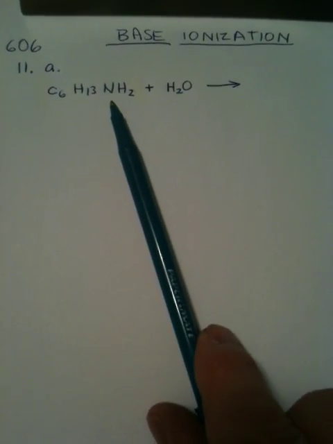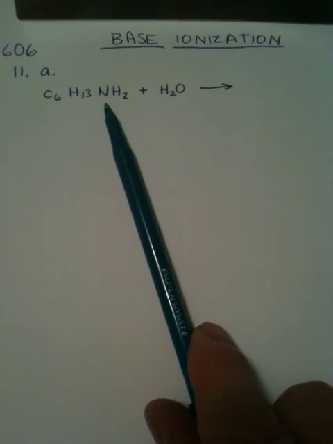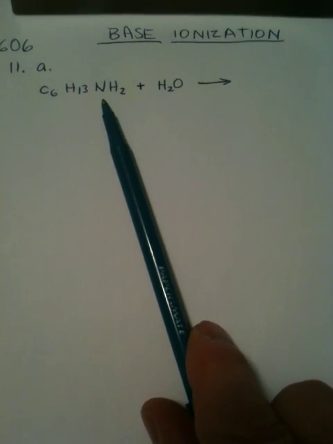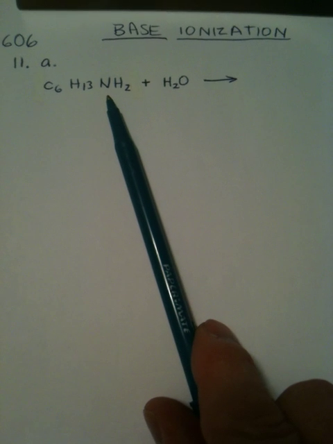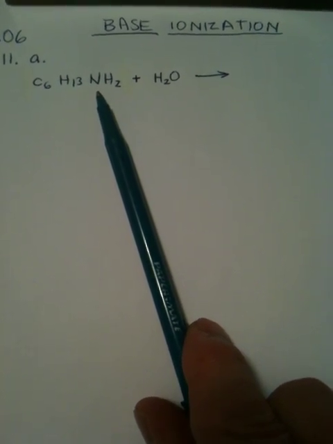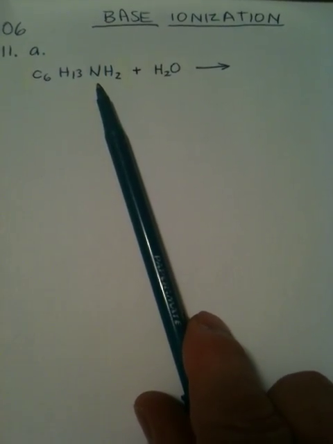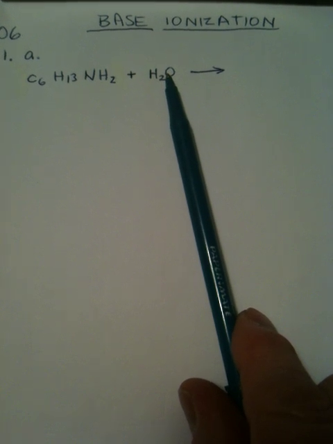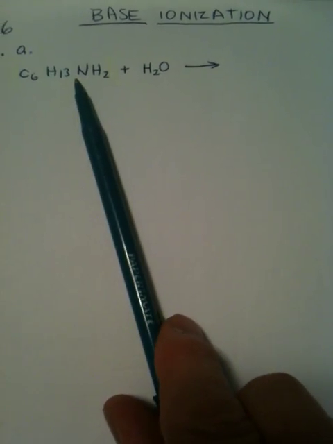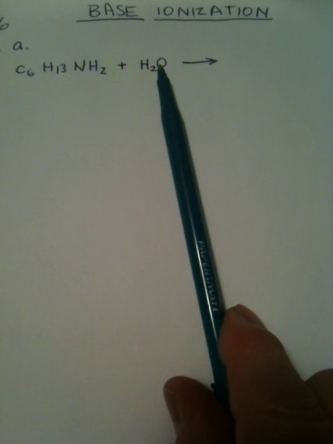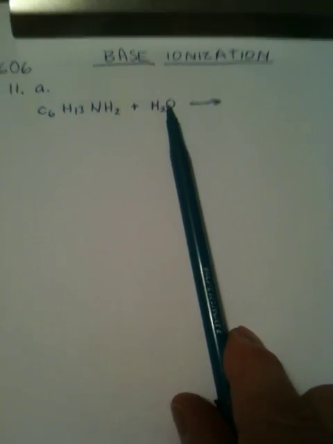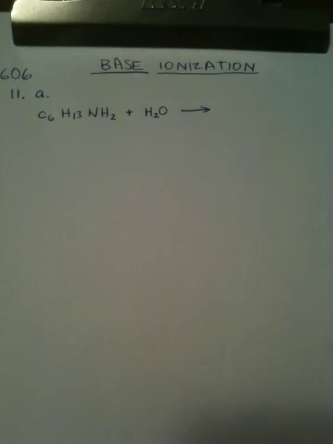Page 606, problem 11a. This is a base ionization. You're told it's a base ionization, which tells you that whatever they give you is a base. So, if it's a base, what do Bronsted-Lowry bases do? They are proton acceptors, which means the water is going to be giving up a hydrogen to the base, and water now is going to act as an acid. Remember, water is what we call amphoteric.